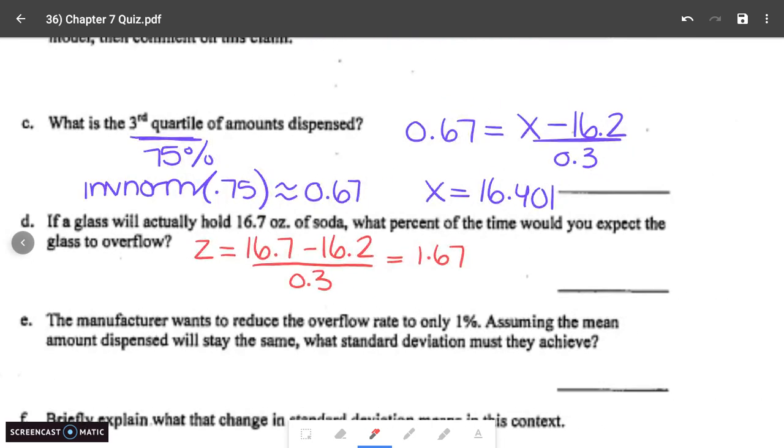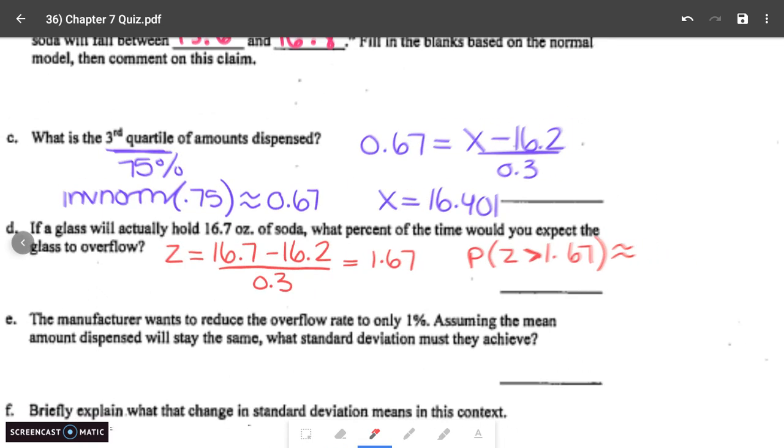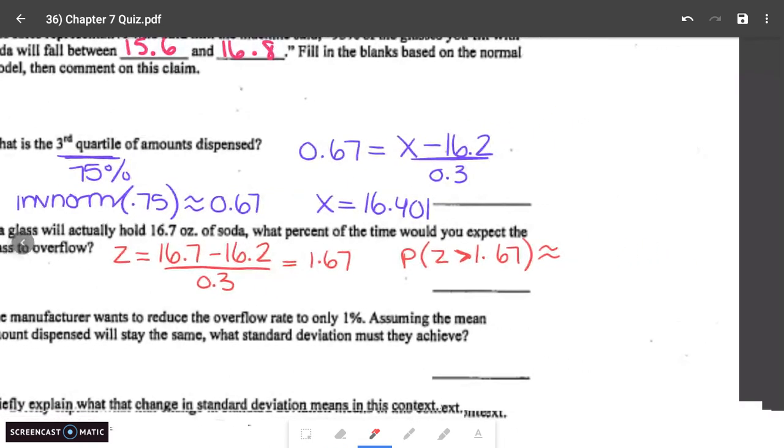Now it's time to write that probability statement. Now overfill, our z-score is probably going to be, we want something bigger than this. So we want bigger than what we got. And we calculate that into our norm CDF. When we calculate that in though, we end up with a value of about 0.047. And we can even add the 4.7% still.